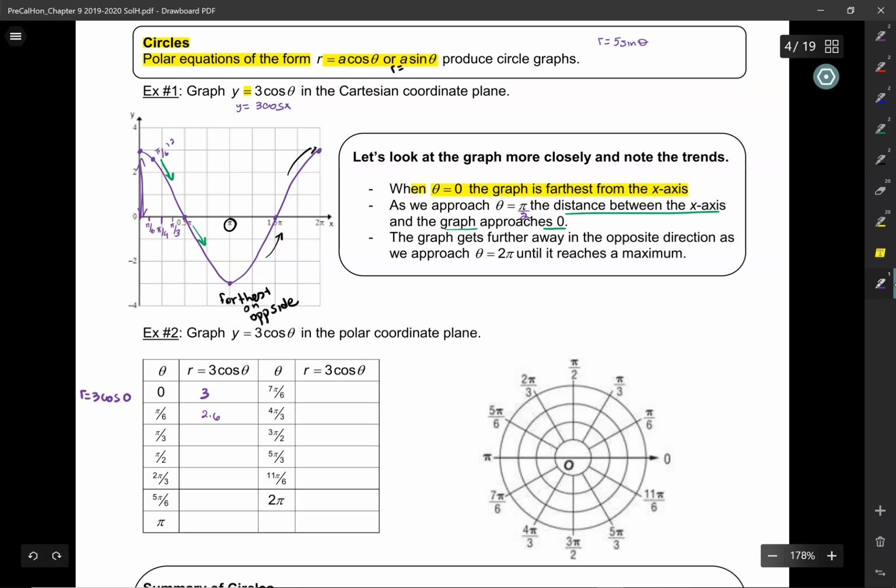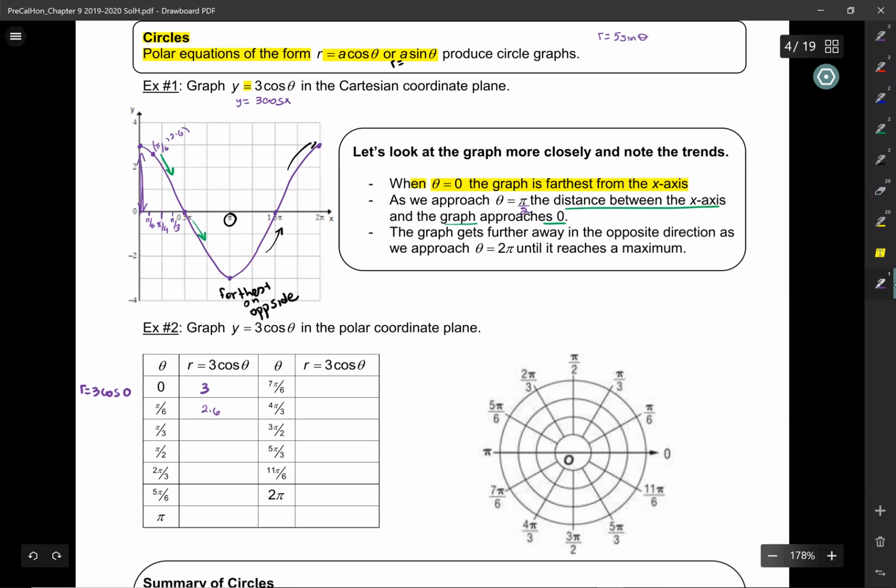Pi over 6, 2.6. Okay, so next I have pi over 3, and at pi over 3 my function is 1.5. So pi over 3, you can see here, right? Pi over 3 is 1.5. Do you see how we're just tacking on those points into this graph here?